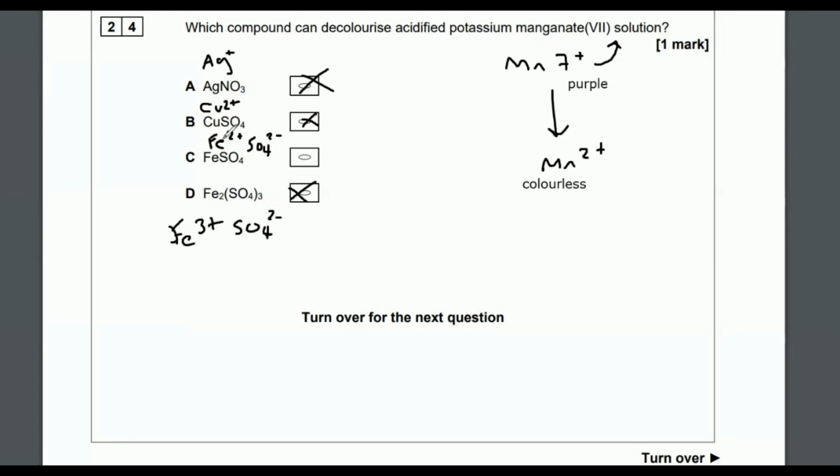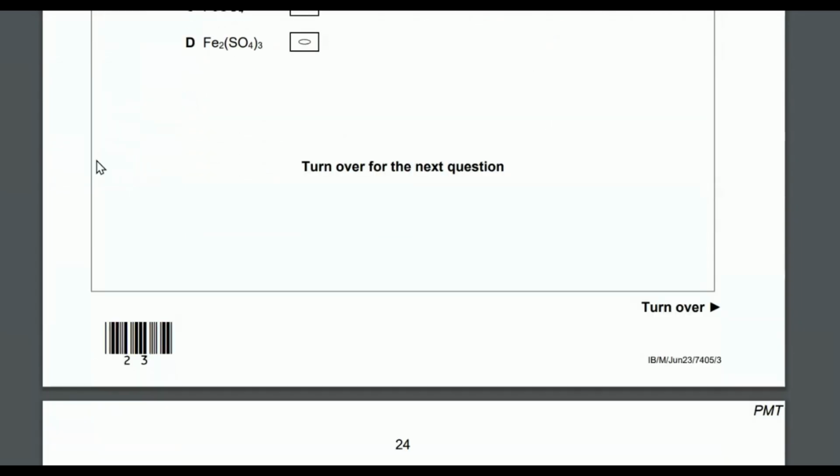But of course, the iron 2+ in iron sulfate has room to give away another electron, add it to the Mn7+, and bring it down to the Mn2+. Obviously not in a 1-to-1 ratio, but that is the only one that can still give away some electrons and reduce this potassium manganate(VII). Boom. Right. Lovely jubbly. Okay, moving on.